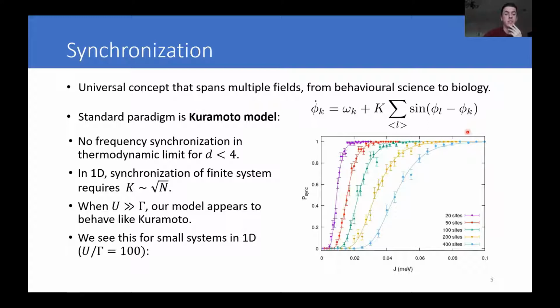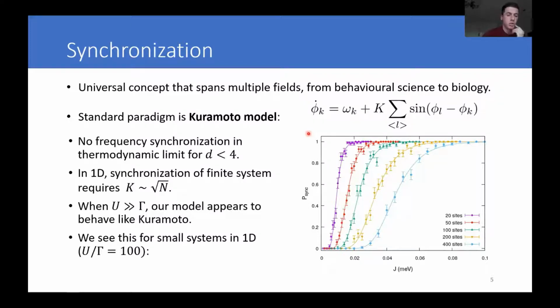It's again a phase-only model, which has a sinusoidal coupling term. And these are the initial natural frequencies. So a lot is known about the Kuramoto model. In particular, it doesn't support synchronization in the thermodynamic limit. So as we go to infinite system sizes, it can't sustain a single frequency across the system.